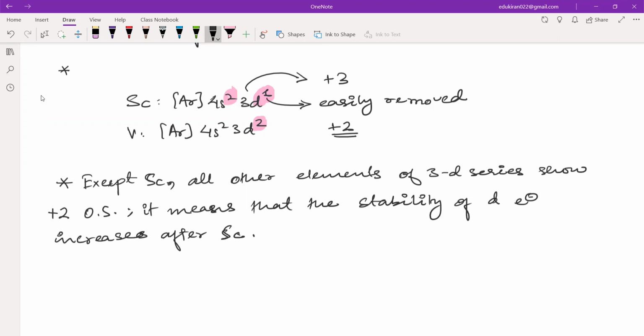This is clear, yes or no? Please tell me. Yes, sir. Right. So this is what we have concluded from the +3 oxidation state of scandium, and then we don't get any +3 oxidation state. So we can say that after scandium, the stability of d electron is increasing.